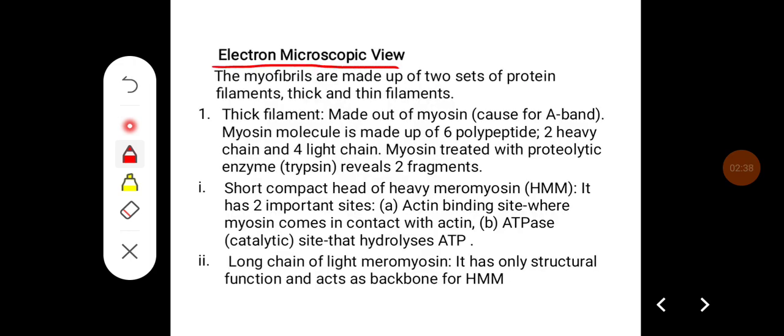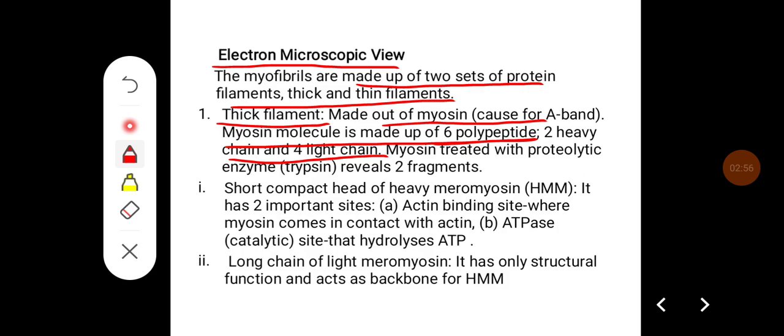Electron microscopic view. The myofibrils are made up of two sets of protein filaments, thick and thin filaments. Thick filament. It is made up of myosin, which is responsible for the formation of the A band. A myosin molecule is made up of 6 polypeptides, 2 heavy chains and 4 light chains.